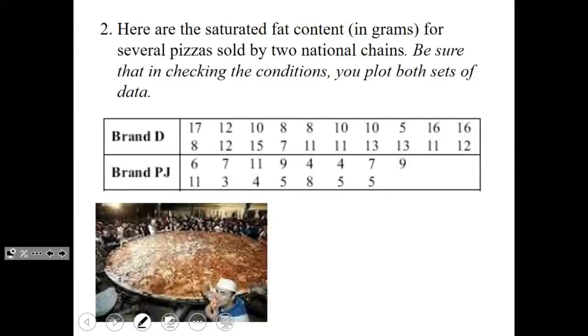Here's our saturated fat content in grams for several pizzas sold by 2 national chains. Now be sure to check the conditions when we plot both sets of data. Okay, so we have to see how they're normally distributed. We're going to plot both sets of data. So we have brand D and we have brand PJ. So go ahead, pause the video now, load this information into your calculator. We want to get these inside of, let's just do L1 and L2.